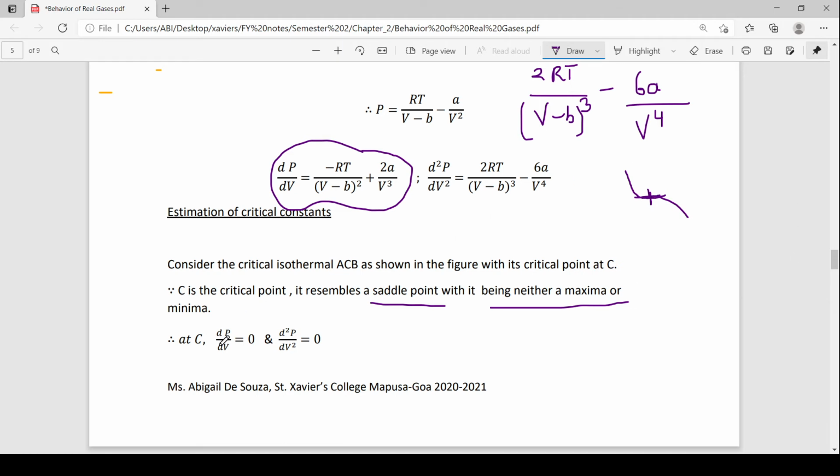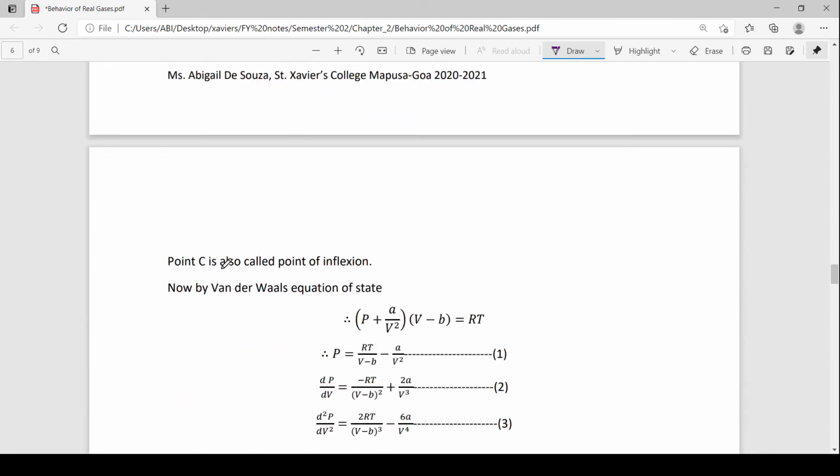And at this particular point, we know that the derivative dp by dv is equal to 0, and the double derivative d2p by dv square is equal to 0. That is what we have found out. So what we can do is equate these two equations to 0. Now point C is also called a point of inflection.